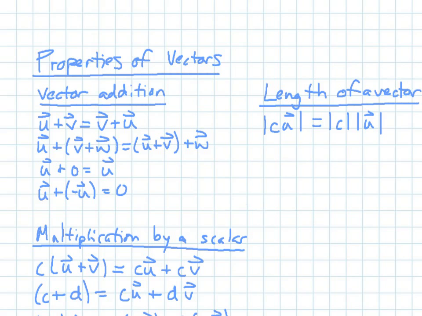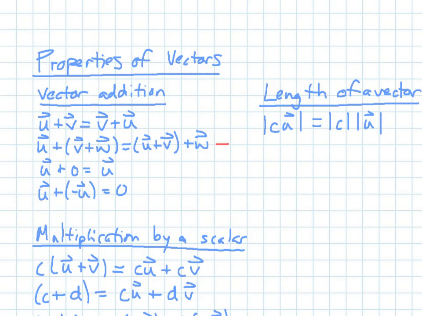Okay, next thing is talking about properties that you have with your addition and your multiplication. So if I'm adding vectors, remember vectors are symmetric, just like if I was adding regular numbers, like 2 plus 3 is the same thing as 3 plus 2. So doing the same thing with vectors, vector u plus vector v is the same thing as adding vector v plus vector u. Also, the associative property works. That's the second one here.